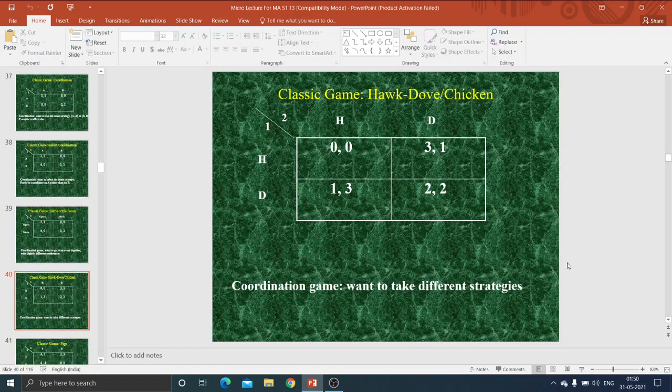That's it. Then you also have another set of games, such as hawk-dove or chicken game. That is an interesting one. Again, it's a coordination game, but in a negative sense: they want to take different strategies. For example, in chicken, if you want to drive, there are many parts of the world. We can start with an Indian example, a Kerala example. Earlier there was Mamangam.